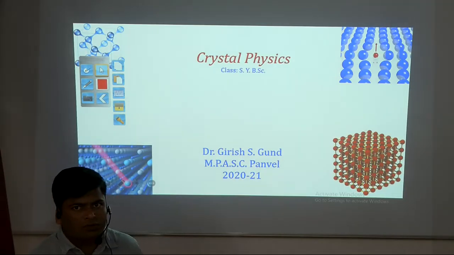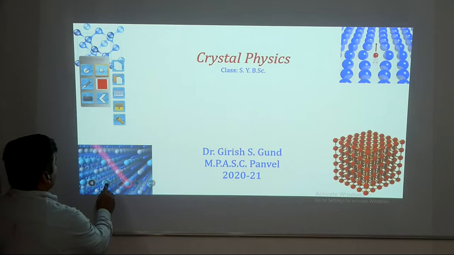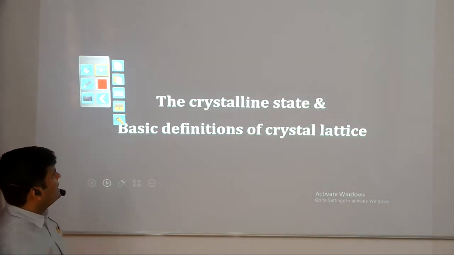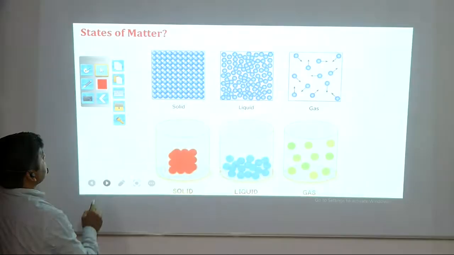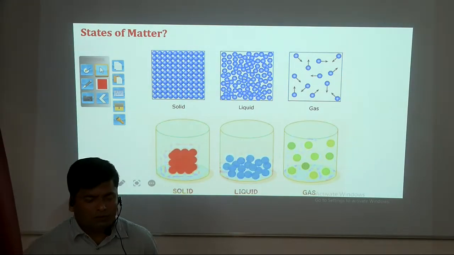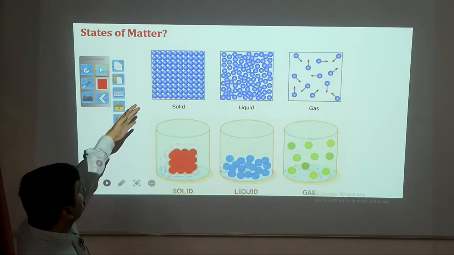Today I am going to talk about crystal physics and some of the articles from crystal physics. Especially, I will tell you about the crystalline state and the basic definition of the crystalline lattice. Coming to the phases of matter, we know there are mainly three phases or states of matter, which are solid, liquid and gas, as shown over here.